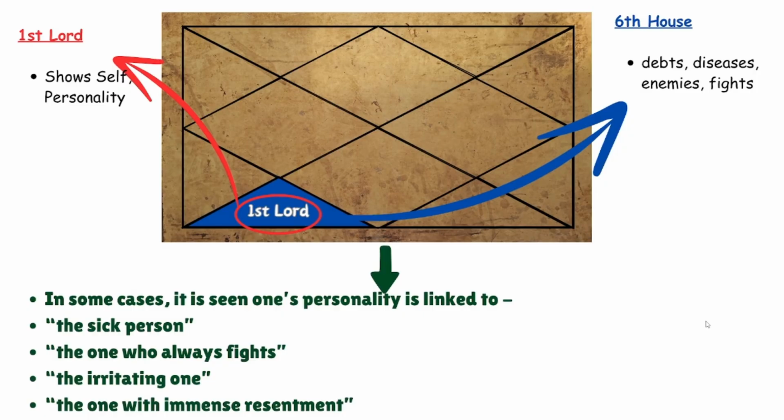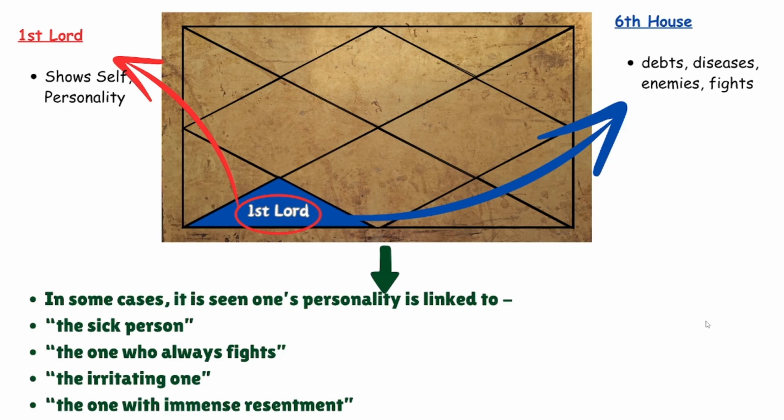Now, first lord is a lord which shows yourself, your personality, and sixth house is a house of deaths, diseases, enemies, and fights. So in some cases, it is seen that one's personality gets linked to being the sick child, the sick person, or the one who is always fighting or always in conflict, the irritating one, or the picky one, or the one with immense resentment.